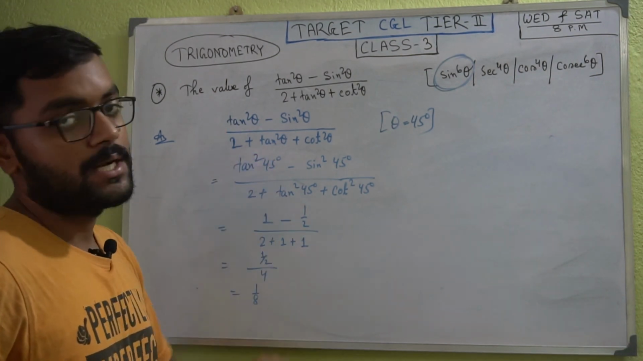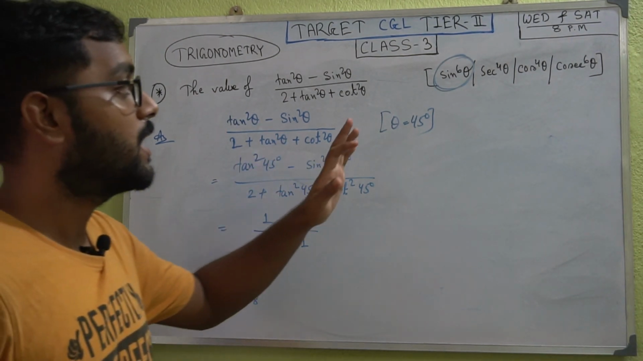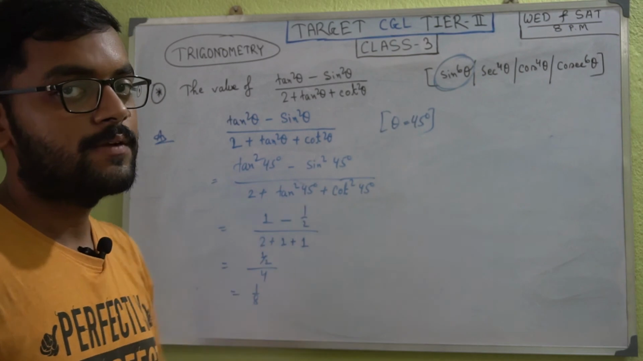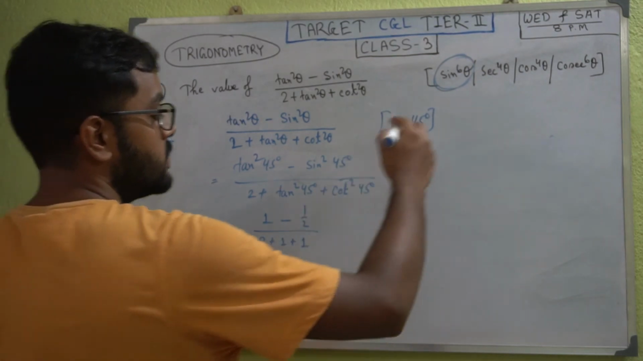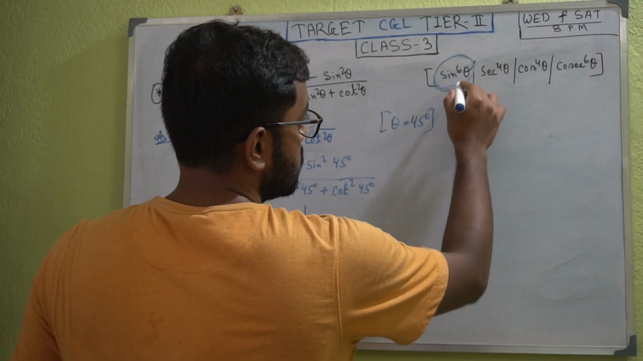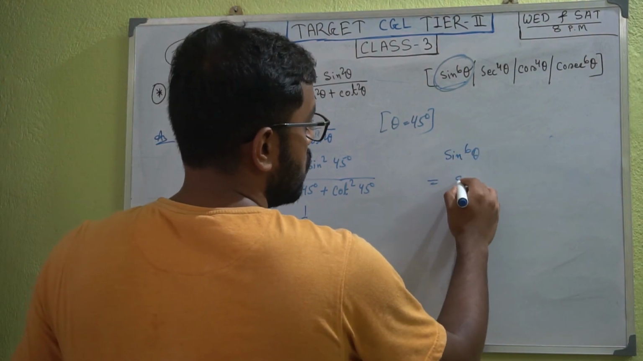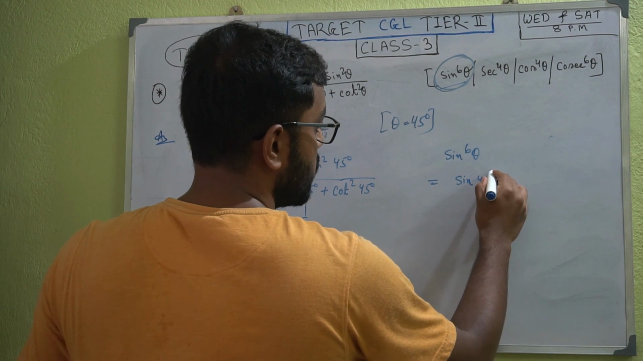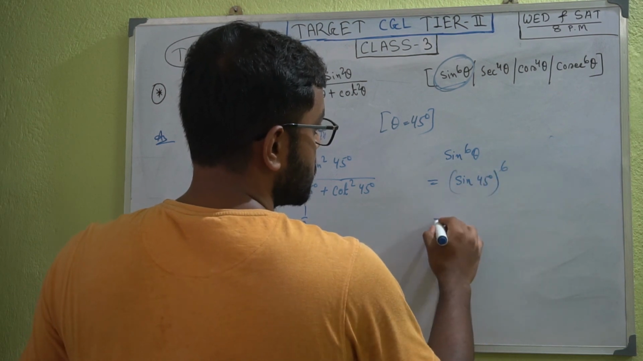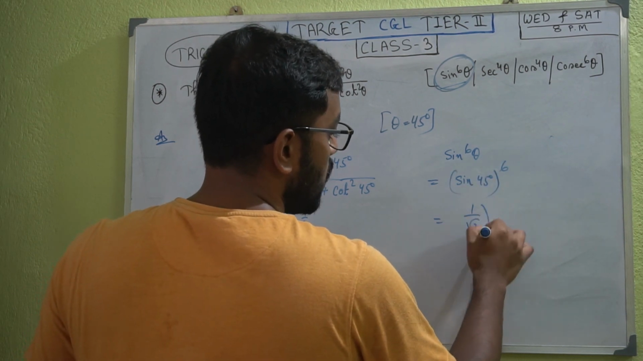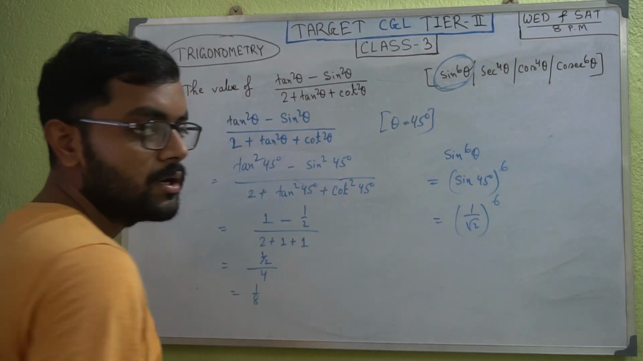Now by option test, we can easily choose the answer from here. Okay, let's see. First we take this option sin to the power 6 theta. Now put theta equal to 45 degree, whole to the power 6. Sin 45 means 1 by root 2 whole to the power 6.